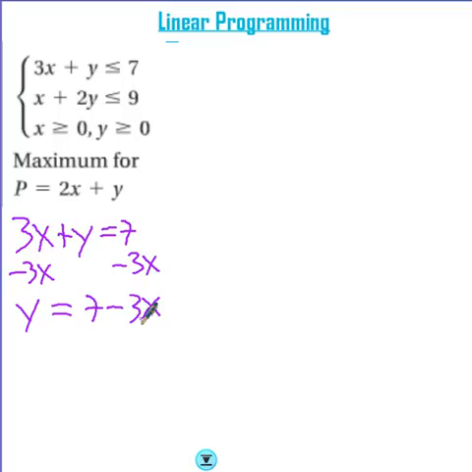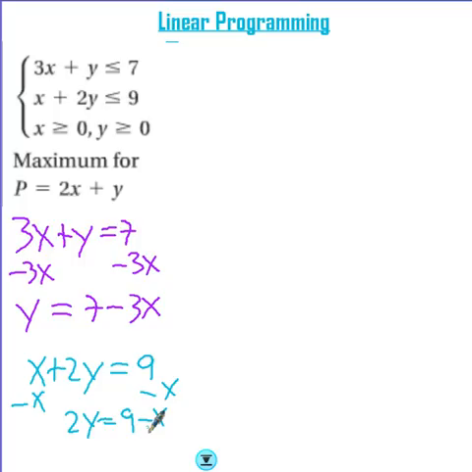And now I'm going to do the second equation. The second equation is x plus 2y equals 9, and so I'm going to subtract x and get 2y equals 9 minus x, and then I'm going to divide by 2, and I'm going to get y equals parentheses 9 minus x divided by 2.